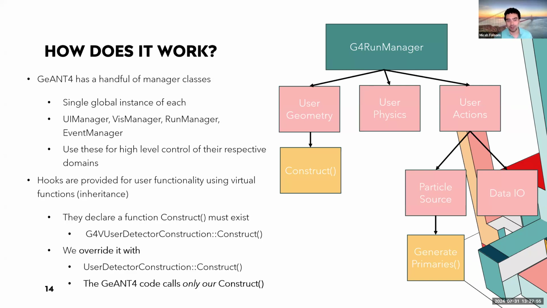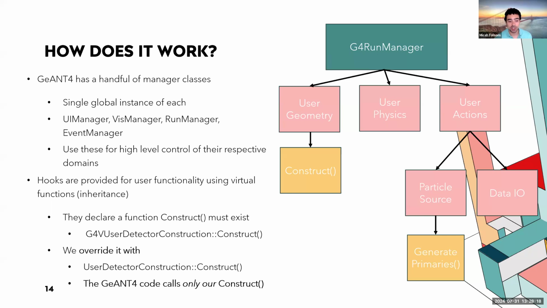There is a handful of manager classes. They're single global instances. They're called singletons in C++. And this is an easy way to do high-level control. Anywhere in the code, I can say, hey, give me the run manager, and then do stuff. You can make arguments about the cleanness of the code and whether that's a good strategy, but it's very easy to work with.